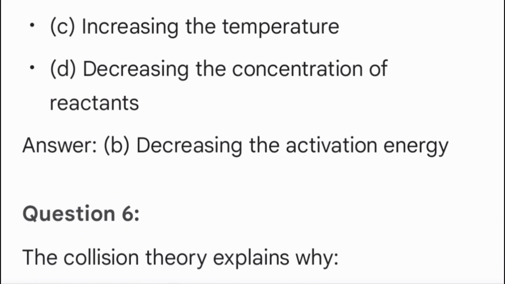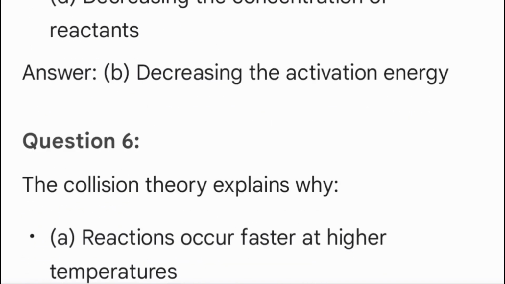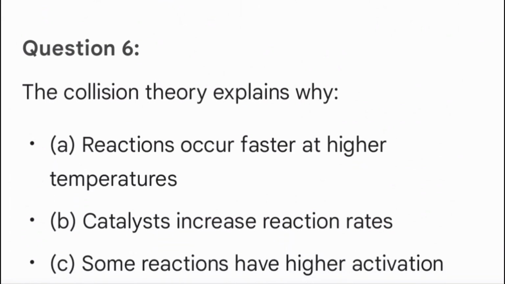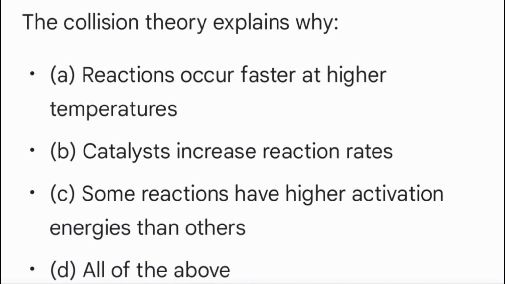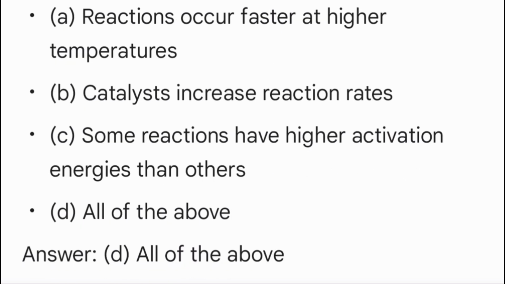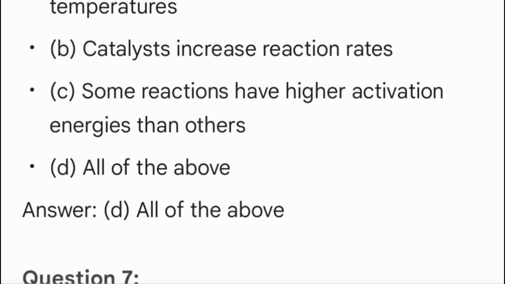Question 6. The collision theory explains why: A, reactions occur faster at higher temperatures. B, catalysts increase reaction rates. C, some reactions have higher activation energies than others. D, all of the above. Answer D. All of the above. Question 7.